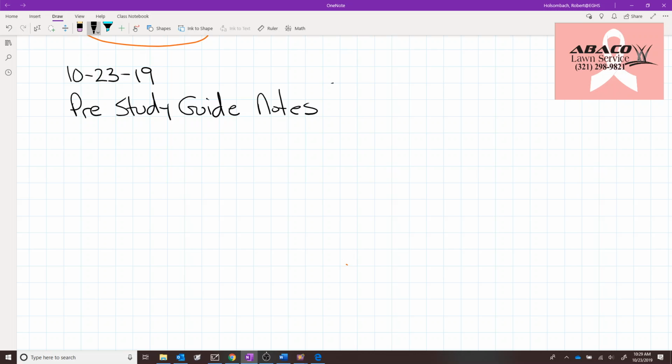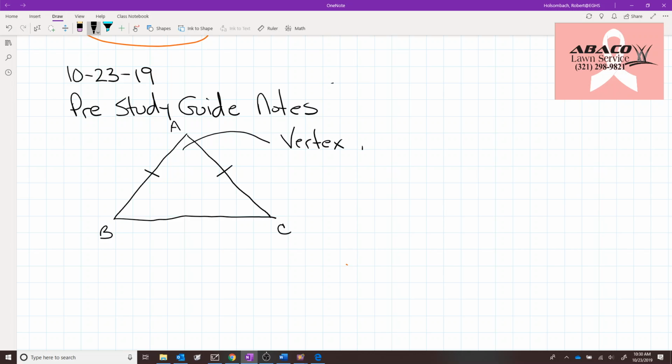And back to these isosceles triangles. We talked about them yesterday or the other day. We said that an isosceles triangle had two congruent sides. In this triangle ABC, the two congruent sides form angle A. This angle in an isosceles triangle is called the vertex angle. The other two angles in an isosceles triangle are called base angles.